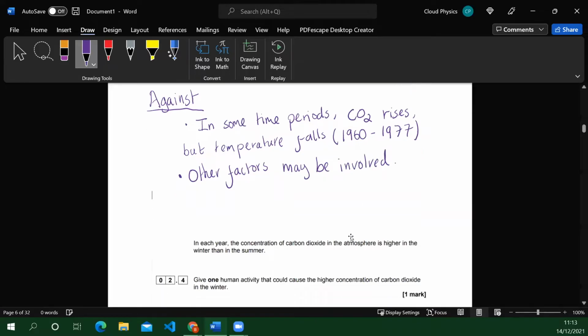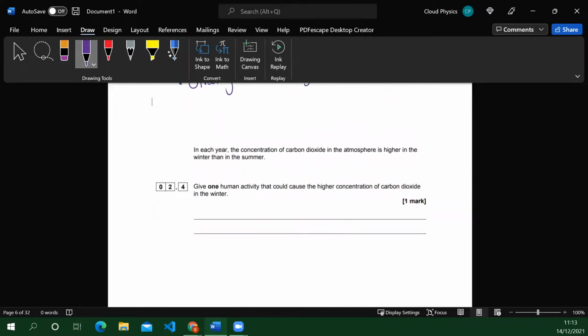Okay. Aha, this is a question I knew was going to come up. In each year, the concentration of carbon dioxide in the atmosphere is higher in the winter than the summer. Give one human activity that could cause the higher concentration of carbon dioxide in the winter. Okay, so you could say, because obviously it's winter and it's cold, you could be burning fossil fuels for heat or warmth.